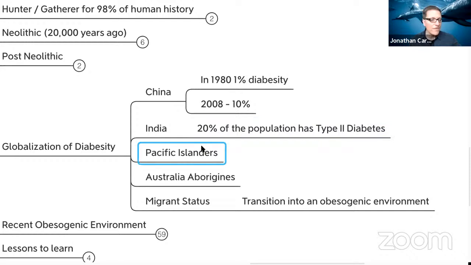We've spoken about Pacific Islanders, Australian Aborigines, Pima Indians, etc. But these are more recent communities that are suffering from an influx of Western style diet as well as Western lifestyle, and have high rates of diabetes and obesity. And migrants also have a very high rate.